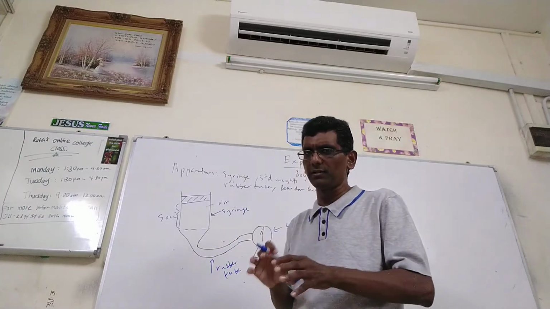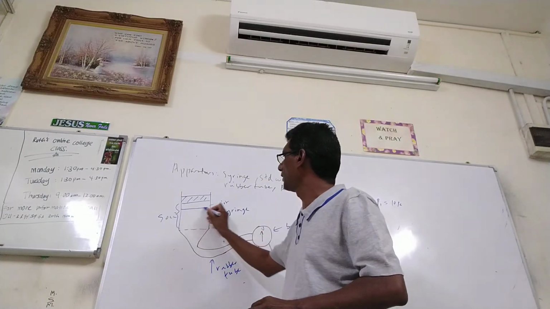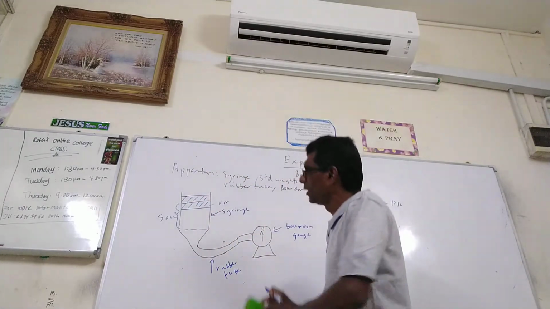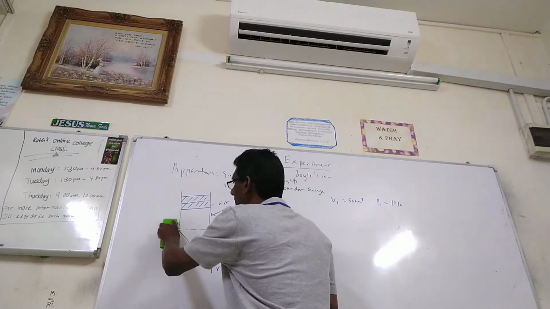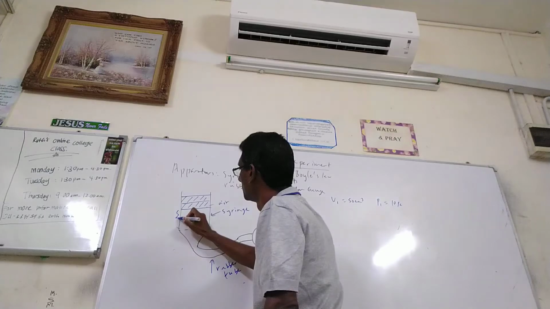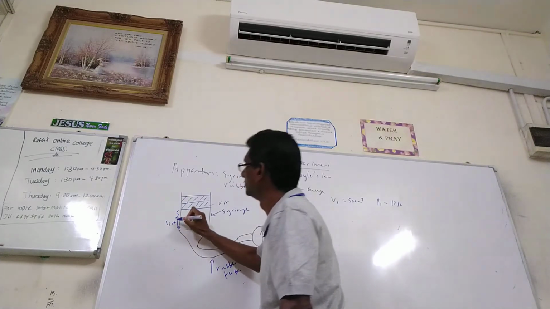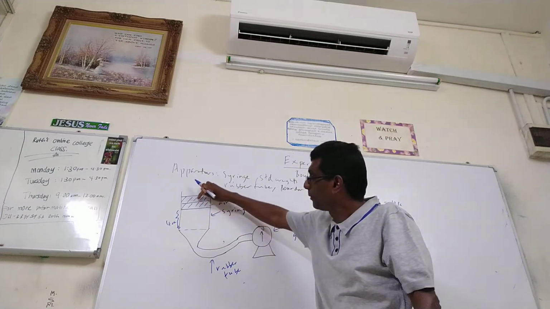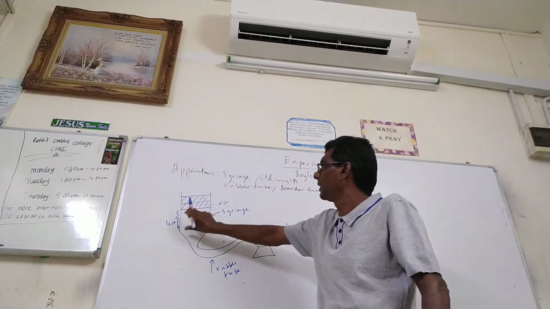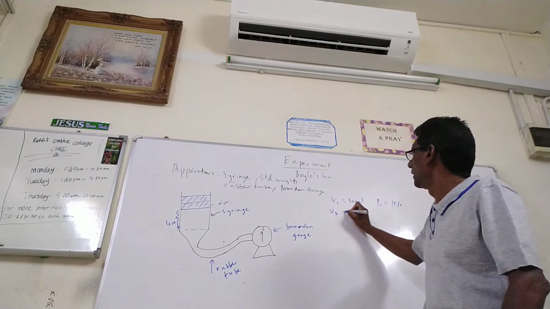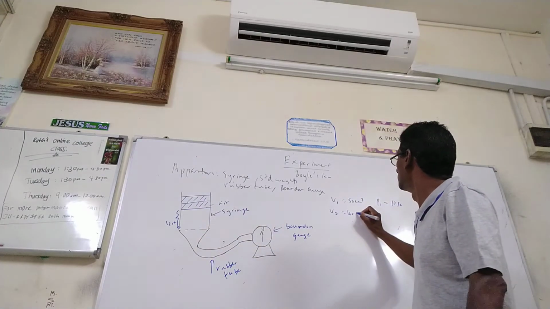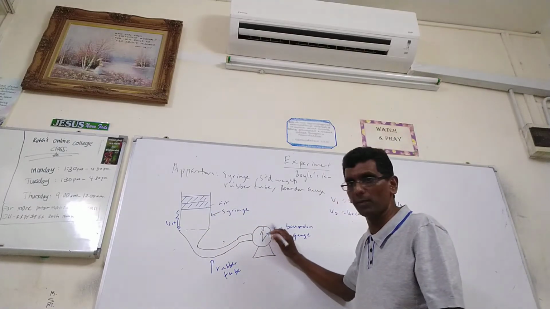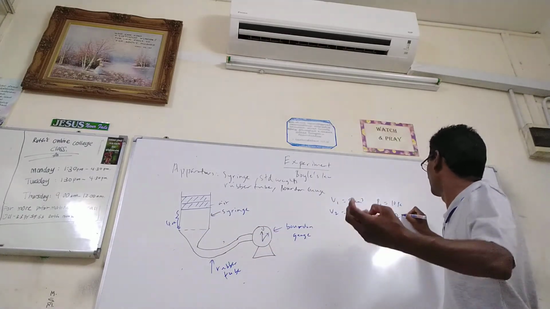The second time, you put another weight. Now the volume has decreased, to 40 centimeter cube. The volume is decreased because the weight has increased, because of the double weight. So volume 2 equals 40 centimeter cube, and pressure 2, measured from the Bourdon gauge, is for example 20 Pascal.